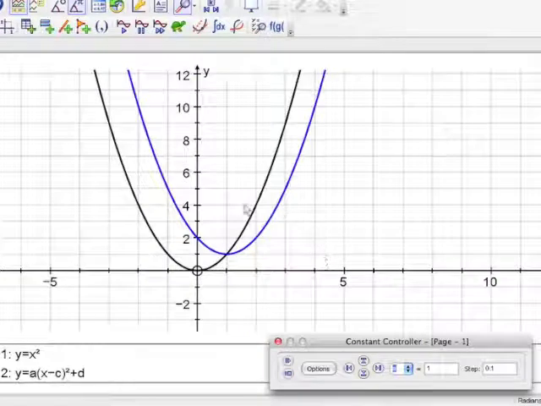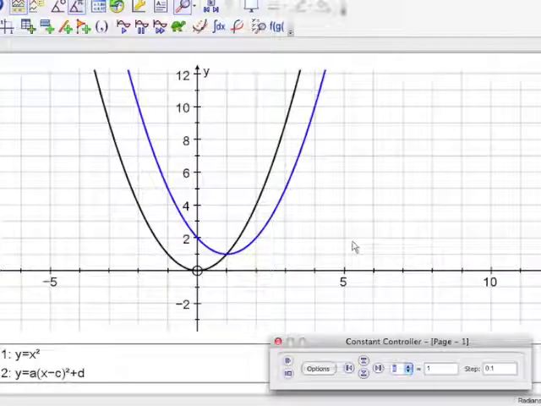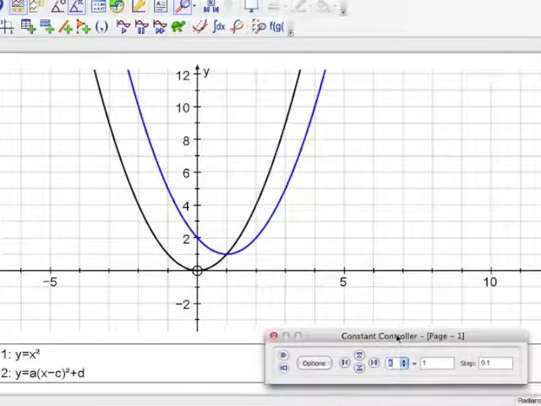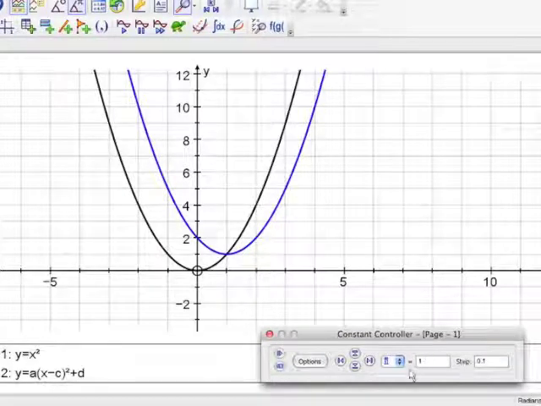I'd just like to demonstrate how technology can help us to explore some transformations of functions. This is a screenshot of graphing software, and the black curve here is y equals x squared. The blue curve is y equals a(x take c) squared plus d. And with the constant controller here, I can alter the values of a, c and d. So at the moment, a, c and d all take the value of 1, and you can see the turning point here is at 1, 1. So this blue curve has translated 1 unit to the right and 1 unit vertically upwards.